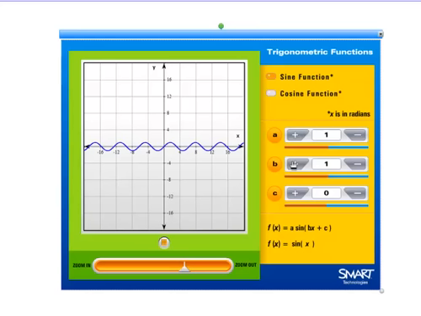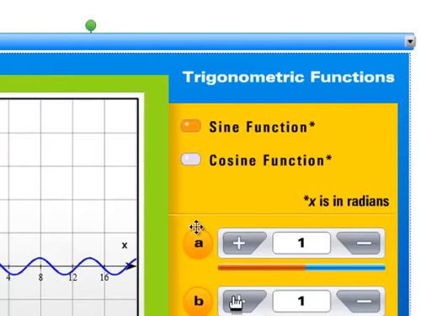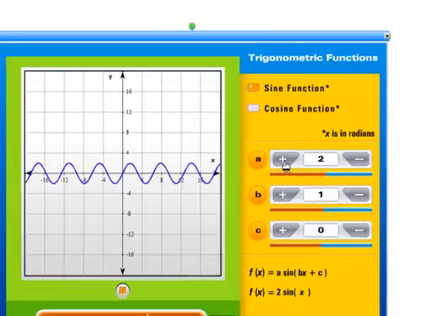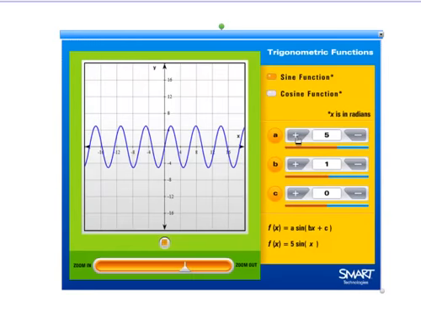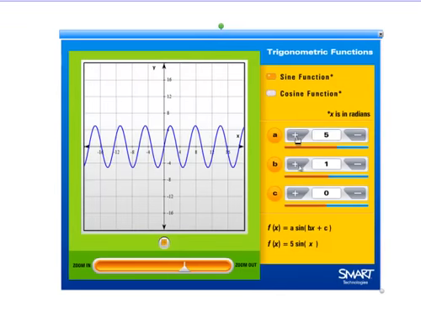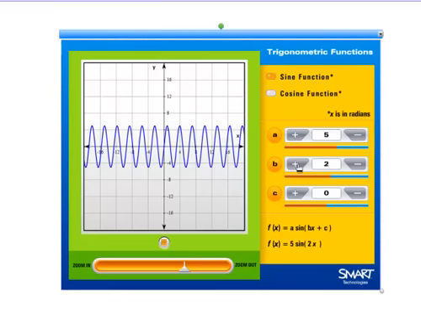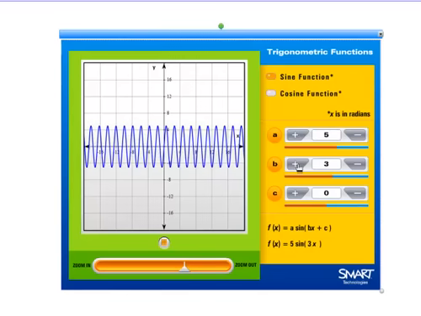Now, let's take a second and look at this and see what's going to happen. This a value sits in front of the sine. So if I change my a value, notice I'm going to be pulling or stretching this graph. The b value directly affects the period. So notice, as the b value gets bigger, the graph in essence compresses. It's going to get together.